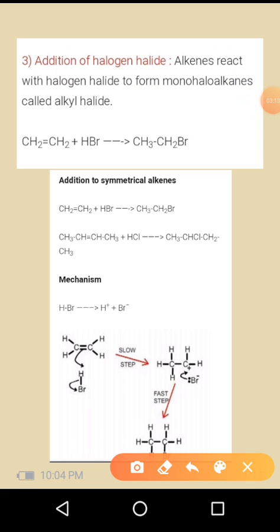So here is the addition of HBr or HCl to symmetrical alkenes. Symmetry means when you cut the alkene molecule in the middle of the double bond, both sides must contain the same number of atoms.